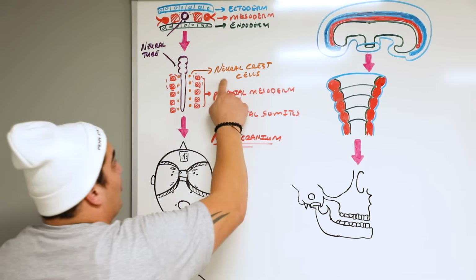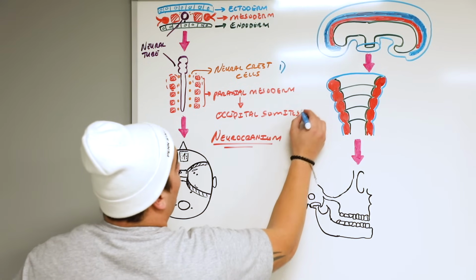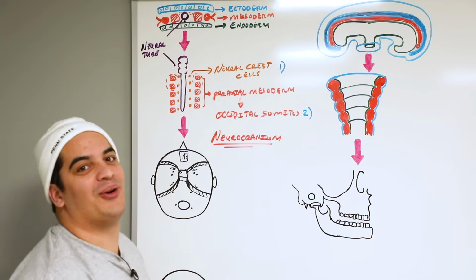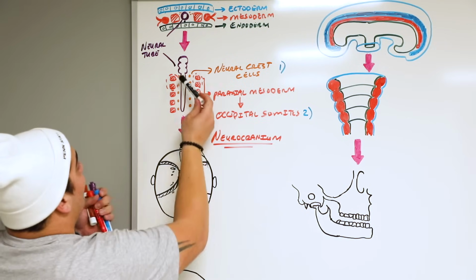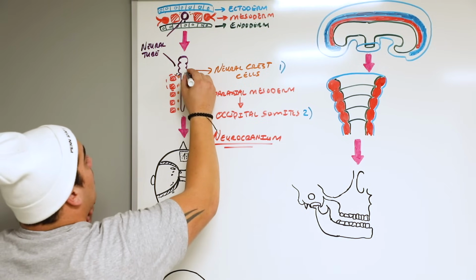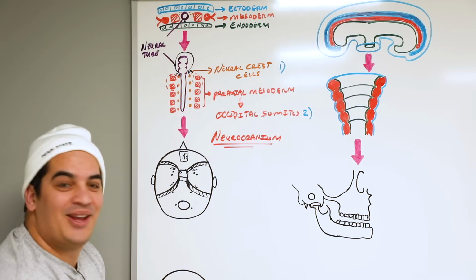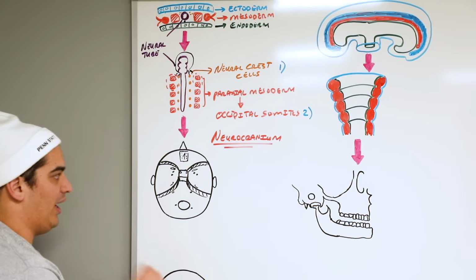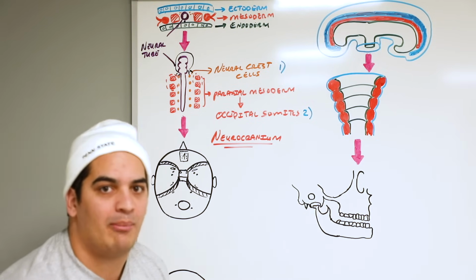If we take the neural crest cells and the occipital somites and combine them together, guess what we get? The neurocranium. So these cells start migrating around the skull and they start making a bony covering around the actual brain. And what is that called? Your neurocranium. Now we've got to talk about the parts of the neurocranium. So you have the base of the neurocranium. There's a very, very important name for this.